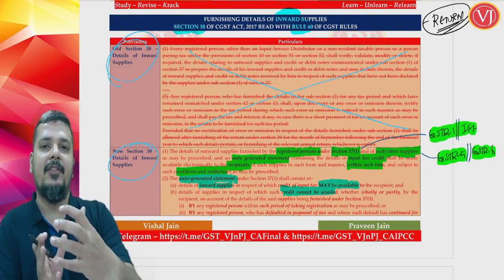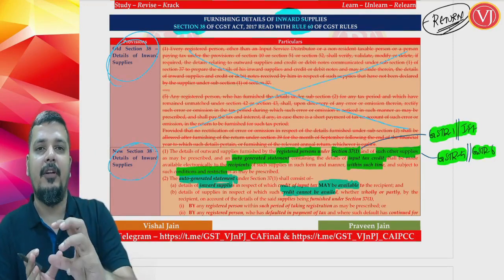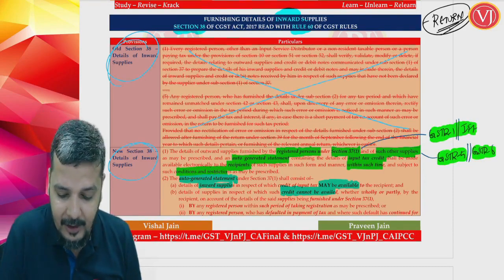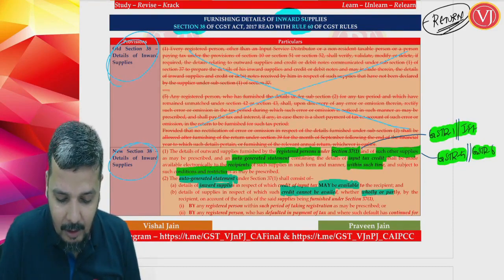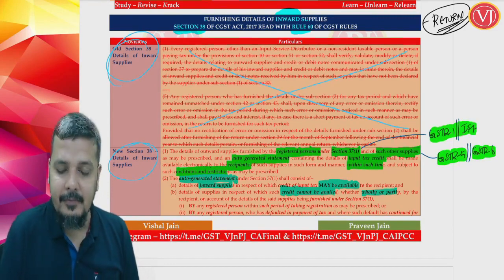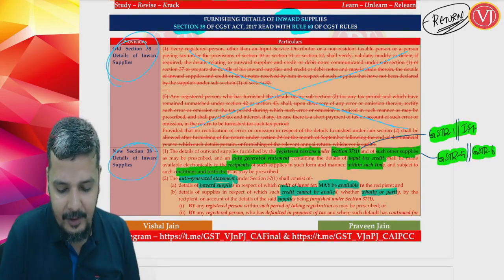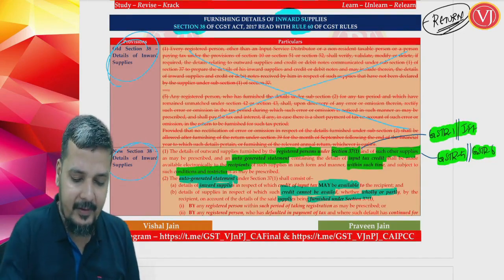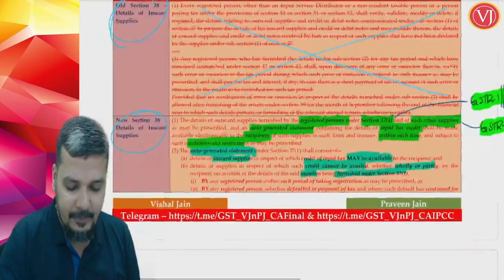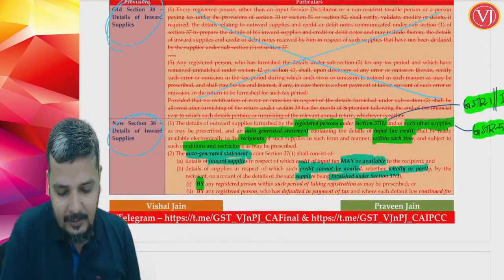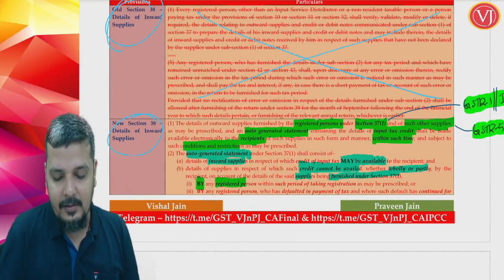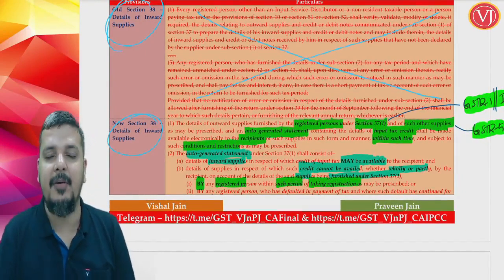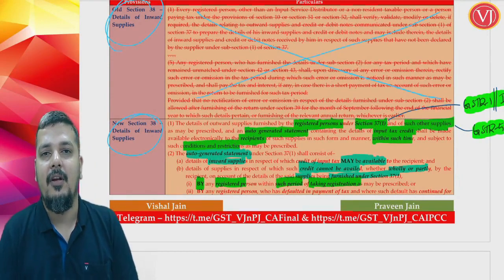Whatever is appearing in my GSTR 2A or 2B, which portion credit may be available, recommendatory, you may take it. Which portion credit shall not be availed, you cannot take it, mandatory, whether wholly or partly, on account of the details of supplies furnished under section 37 subsection 1. Now, on what basis is that credit not available? By any registered person within such period of taking registration as may be prescribed, which means the registered person has taken new registration.